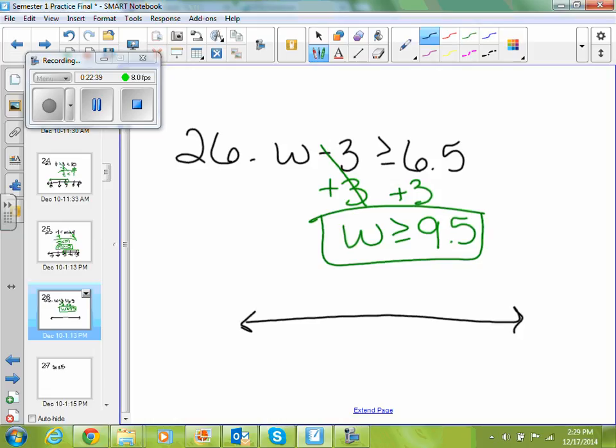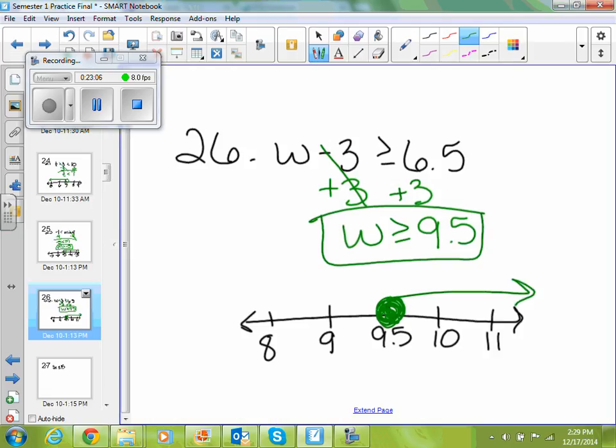Then 10, 10.5, and 11, and then 9 and 8. You could have gone by 0.5s. You could have done 10.5. That would have been fine. Okay, open circle or closed circle? Left or right? Right.